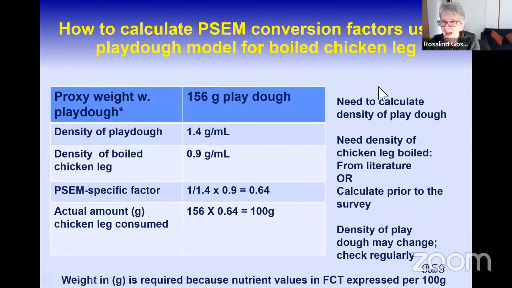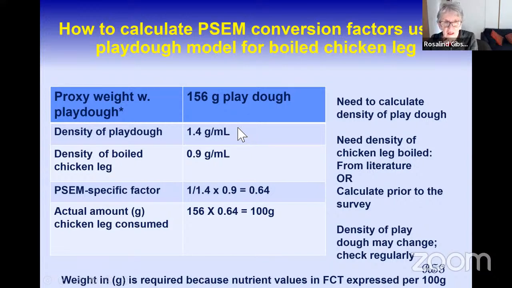Now this slide shows how to calculate the portion size estimation conversion factors using a white Play-Doh model for a boiled chicken leg. So what's happened here is that the research assistant has molded the white Play-Doh to form the amount of chicken leg that was consumed by the respondent. Now, to convert that Play-Doh chicken leg to the precise weight of the chicken leg in grams, we need to know the density of the Play-Doh. So if you're using Play-Doh, you first of all must, before you start the survey, have a table of the density of the Play-Doh that's used, which this time has been calculated as 1.4 grams per milliliter.